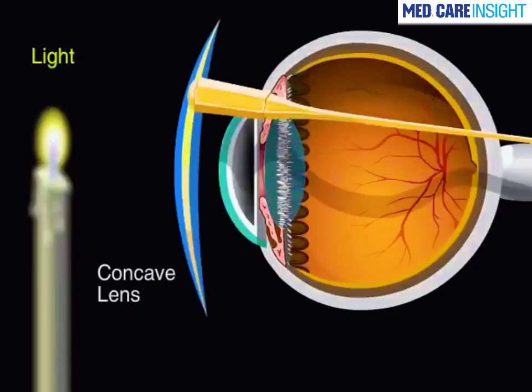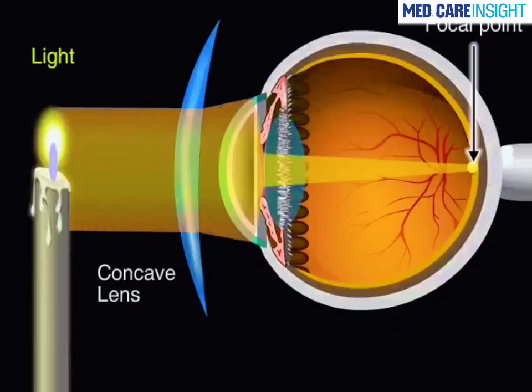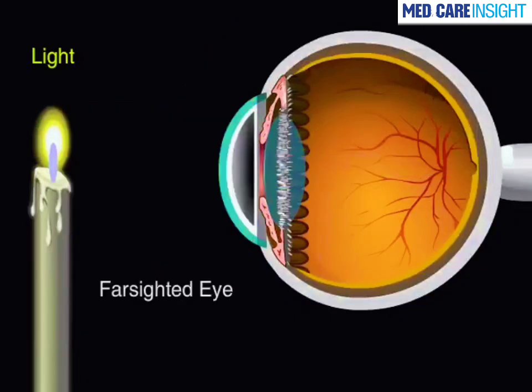Glasses with concave lenses can correct nearsightedness. The lens widens the plane of light coming through the cornea. That pushes the focal point back onto the retina.